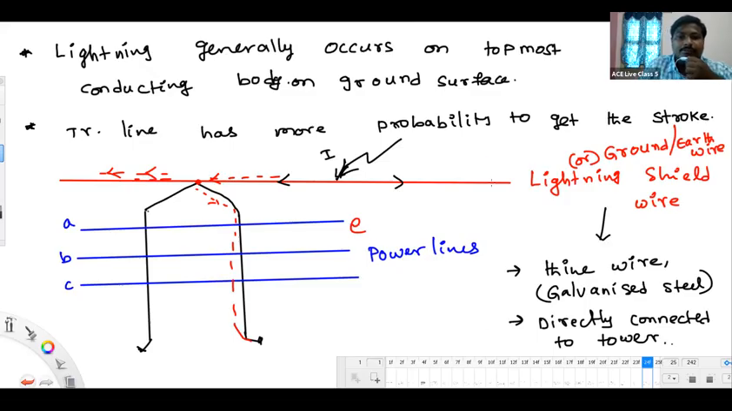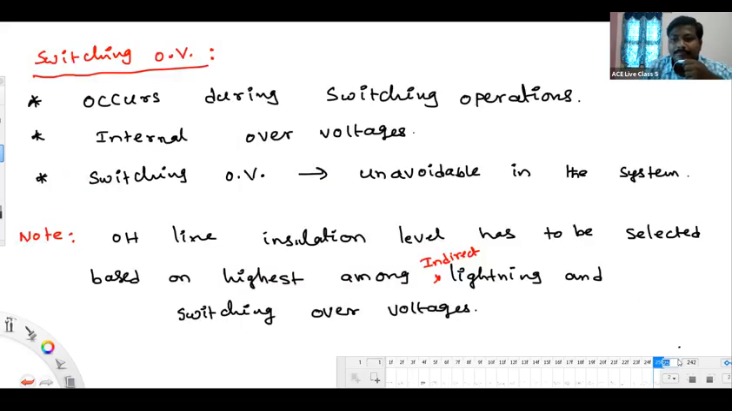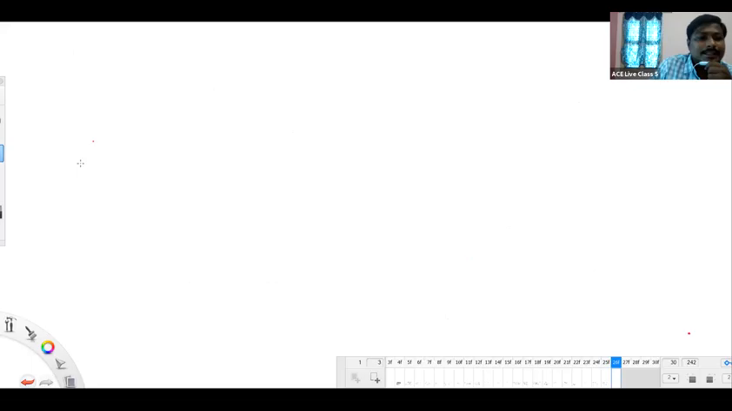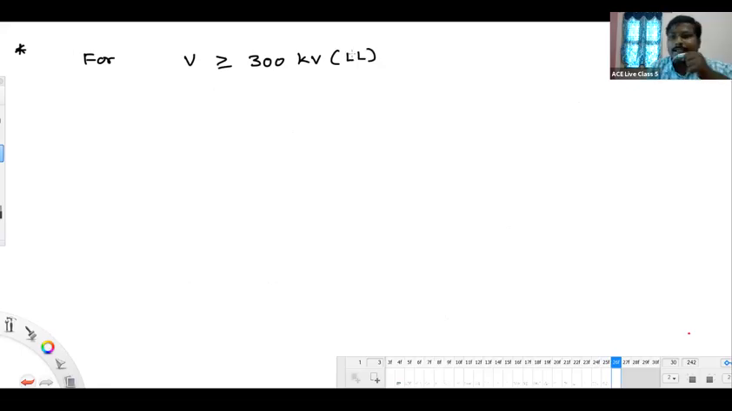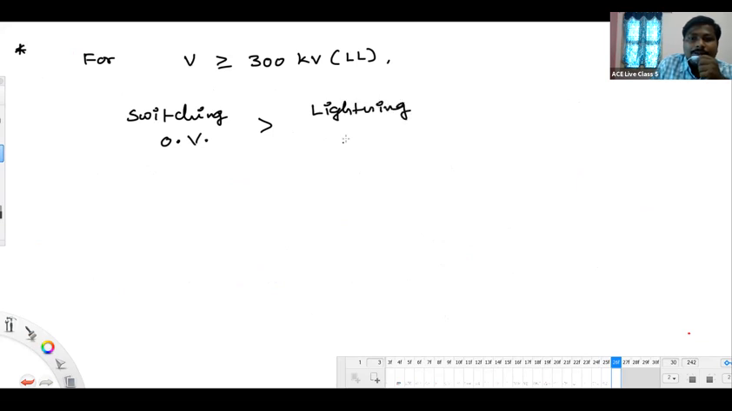So let me continue now. See, particularly for operating voltage levels greater than or equal to 300 kV line to line, switching over voltage magnitude will be greater compared to the lightning over voltage magnitude. This is an observation from practice.